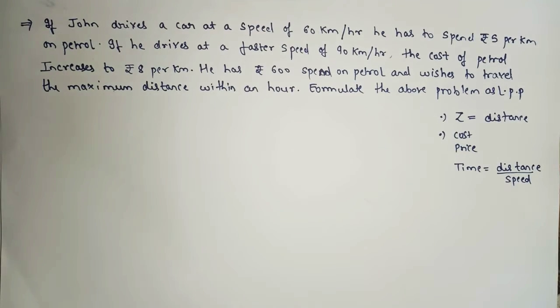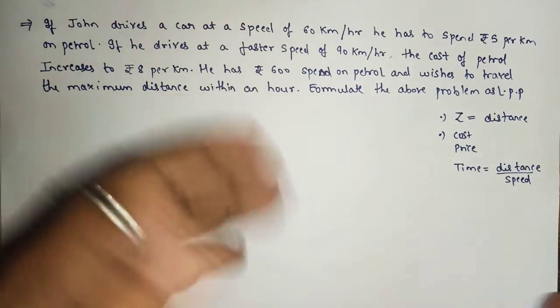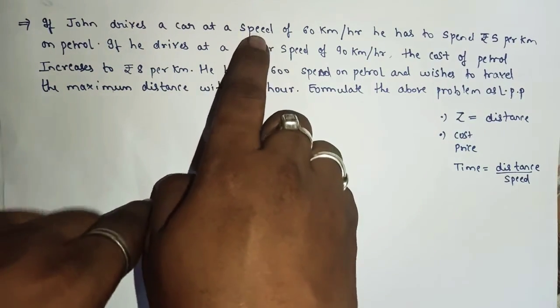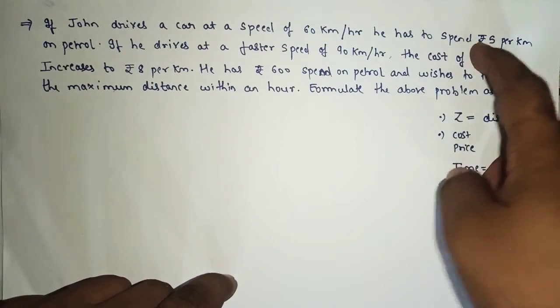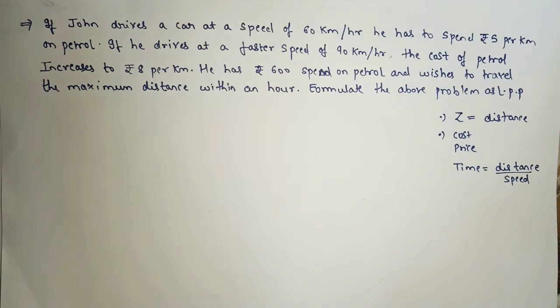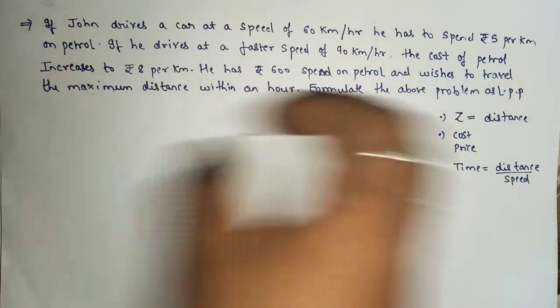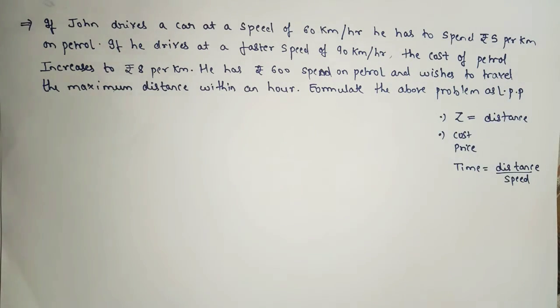It is one of the very important sums from the exercise, as well as from the board point of view also. So here you can clearly see that the sum is based on speed, distance and time. Here you can see the speed in kilometer per hour. Then here we have the cost also, in rupees, and then maximum distance. Clearly the sum is based on speed, distance and time.